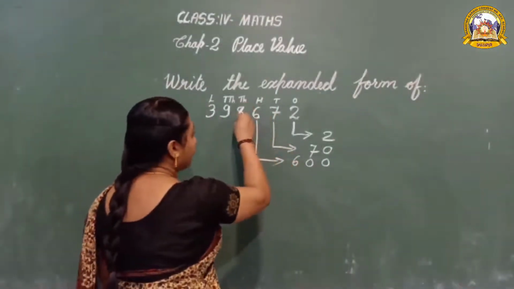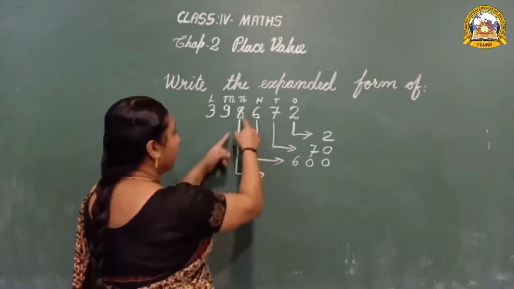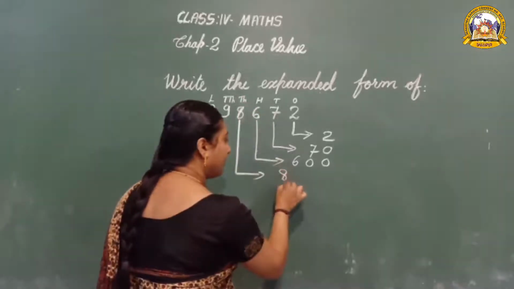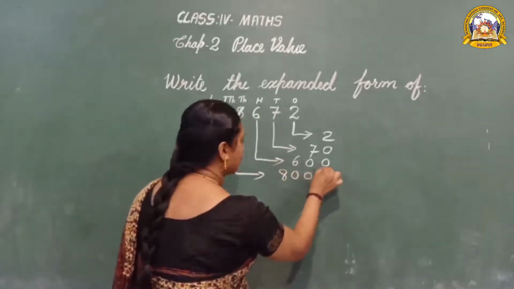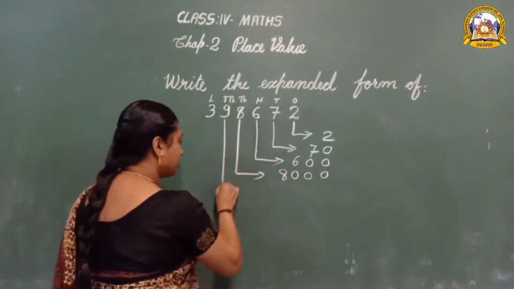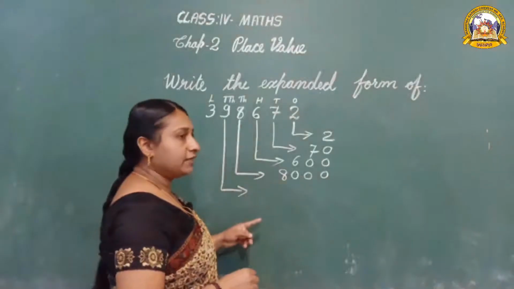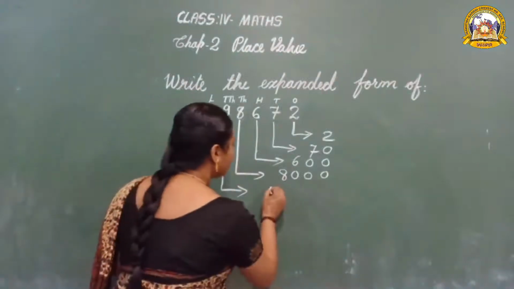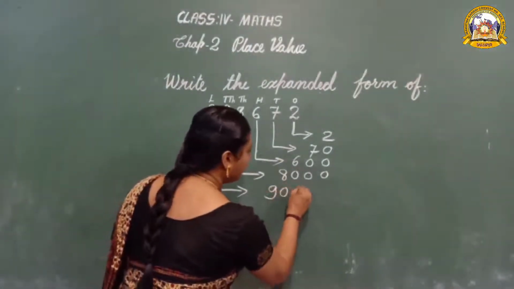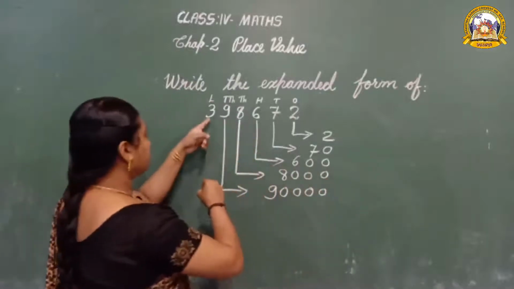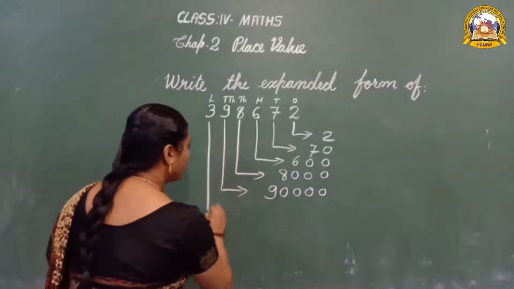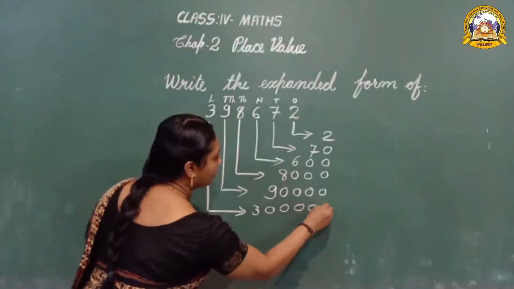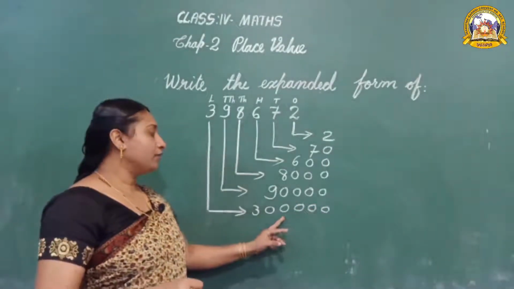Next, the place value of 8. 8 into 1000. TH for 1000. 8 into 1000, 8,000. You should write 8 here. Then the 3 zeros. Next, 9 into 10,000. Yes, 9 into 10 is 90, then into 1000, 90,000. Next, 3 into lakh. Yes, you know, 3 lakh. How many zeros are there? 1, 2, 3, 4, 5 zeros.